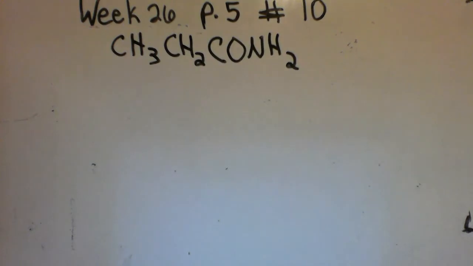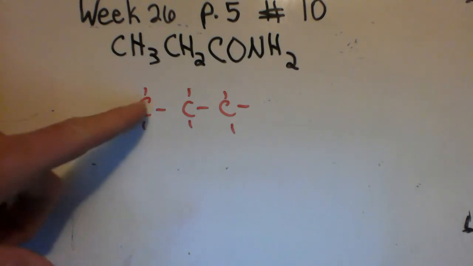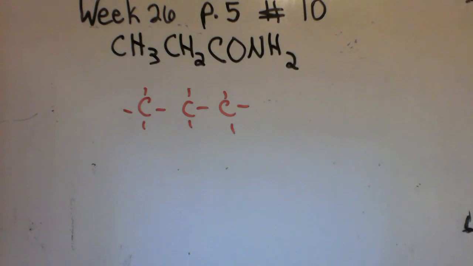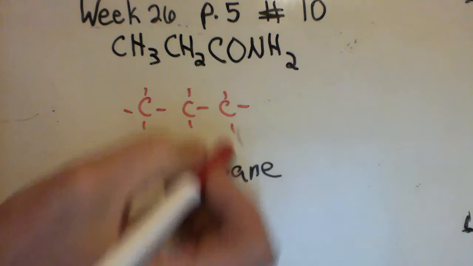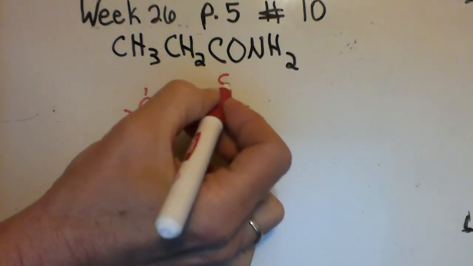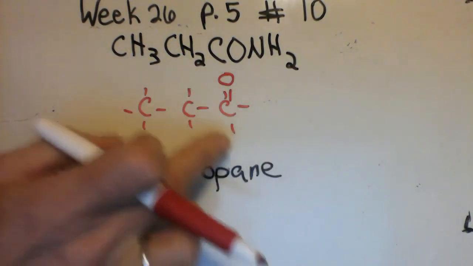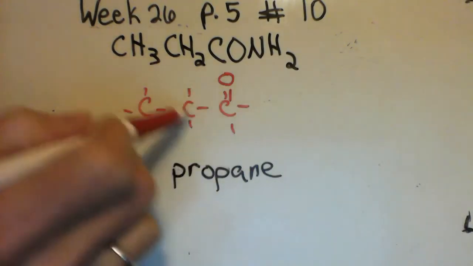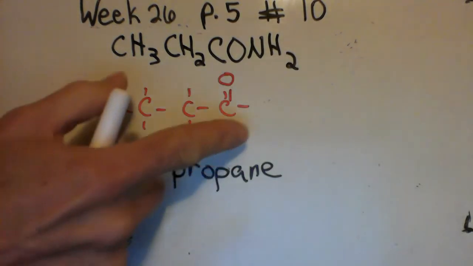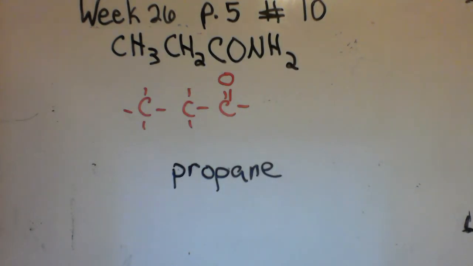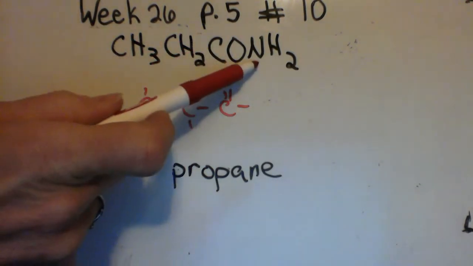So let's draw that out. So here's our chain of 3 carbons, and the root for 3 is prop, so we know that prop is going to be in the name. Now at the end of this molecule we see that there's an oxygen carbonyl group, which is an oxygen bonded with 2 bonds. So if we put 2 bonds up there, we need to get rid of one of these other bonds because carbon can't have 5, so we'll get rid of this one. We also see that that carbon is bonded to an amino group.